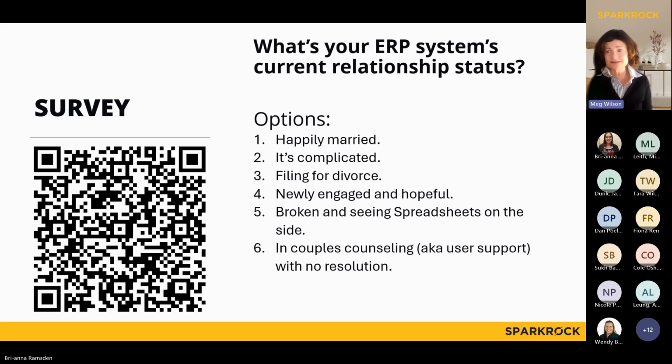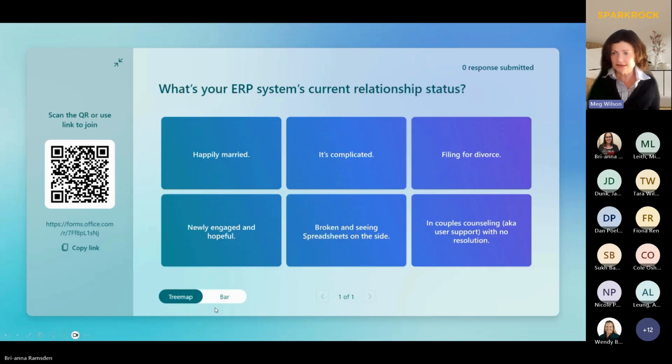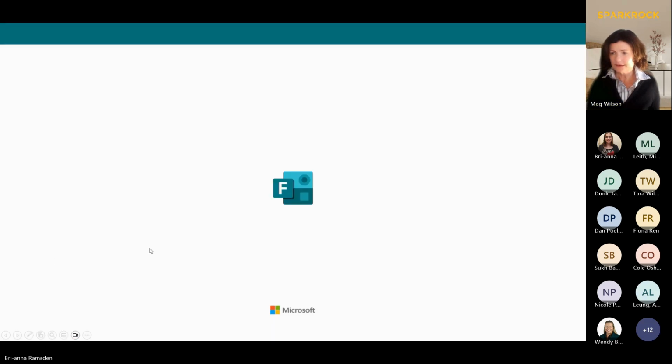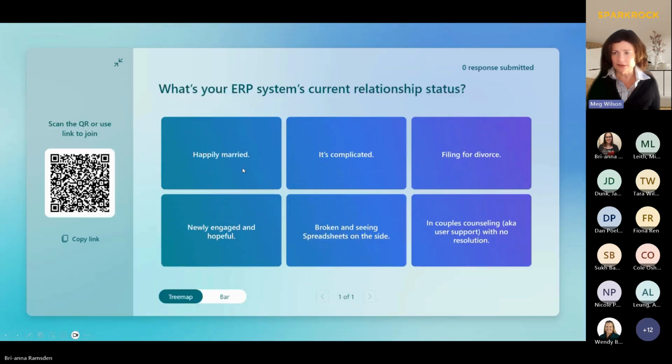Filing for divorce, or newly engaged and hopeful. Broken and seeing spreadsheets on the side. That's my favorite because we all know what happens when things aren't working well. We rely on spreadsheets to help us manage the data. So love to hear. Maybe we can move to the next slide, Bree, and we'll see if we're getting some responses and see how people are feeling about their ERP.